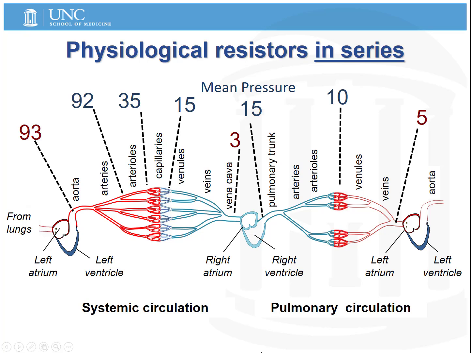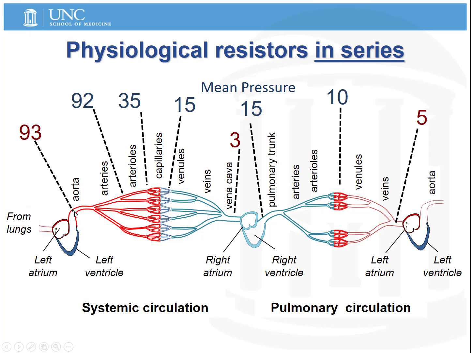So here, at steady state condition, the cardiac output of the left ventricle is equal to the venous return to the right atrium, which is equal to the cardiac output of the right ventricle, which is equal to the venous return to the left atrium. So we can group vessels together and consider this to be a system arranged in series.